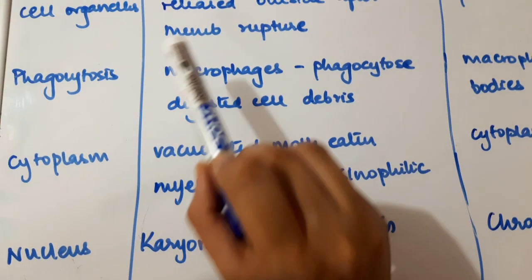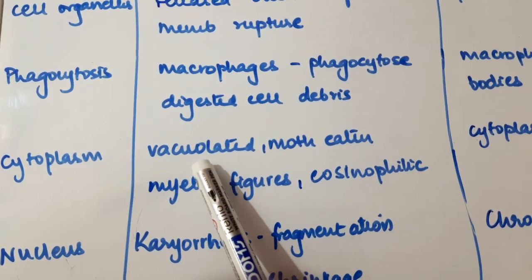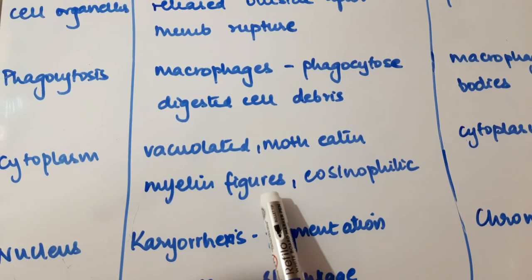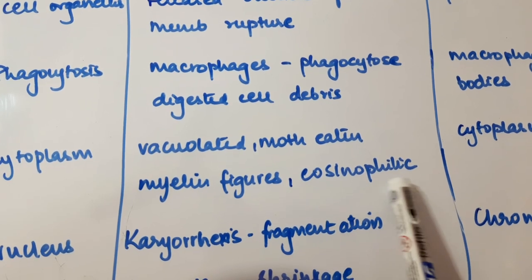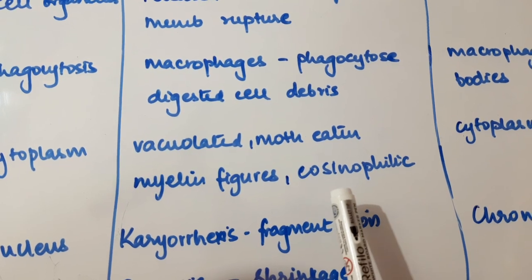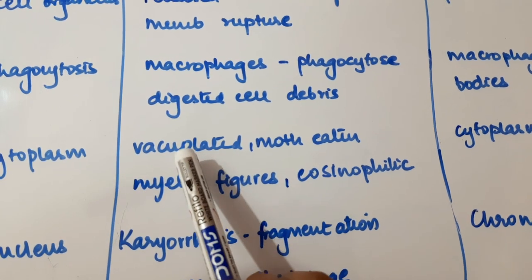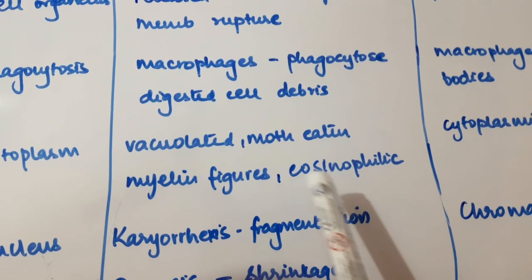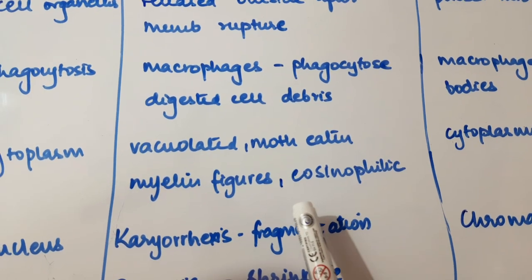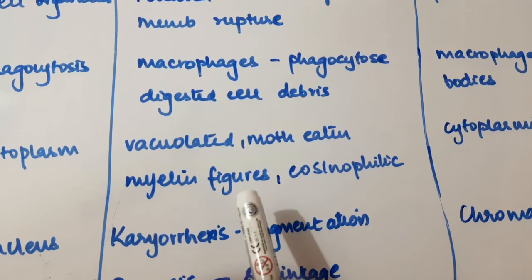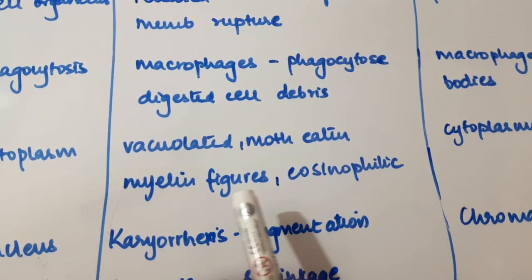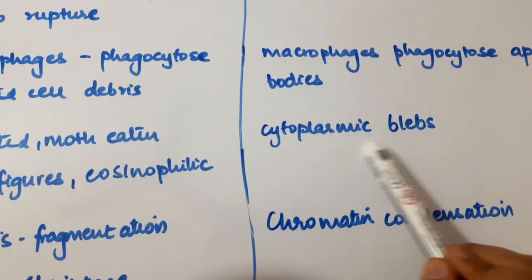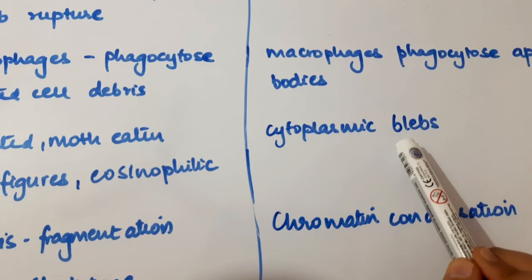If we look at the cytoplasm in necrosis, it appears vacuolated, moth-eaten. It will show myelin figures and it will be increasingly eosinophilic. So it will appear very pink under microscopy. It will show vacuolations. It has a moth-eaten appearance. Myelin figures can be seen and it will be eosinophilic. Myelin figures are phospholipid remnants. Whereas in apoptosis, in the cytoplasm, we see cytoplasmic blebs.